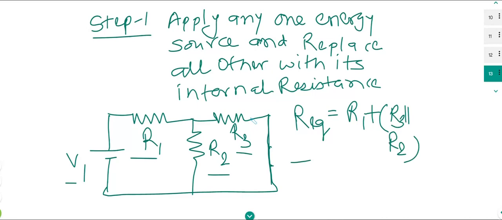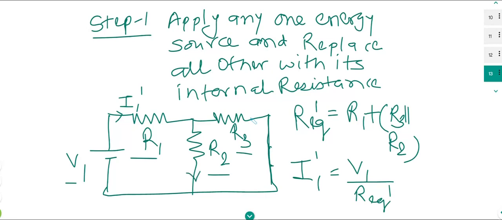Now the next step is to find the total current. Total current in the first case is, suppose, I1 dash, and R equivalent is R equivalent dash in case 1, or you can say in step 1. So I1 dash is equal to V1 divided by R equivalent dash. So you will get the value of I1 dash.